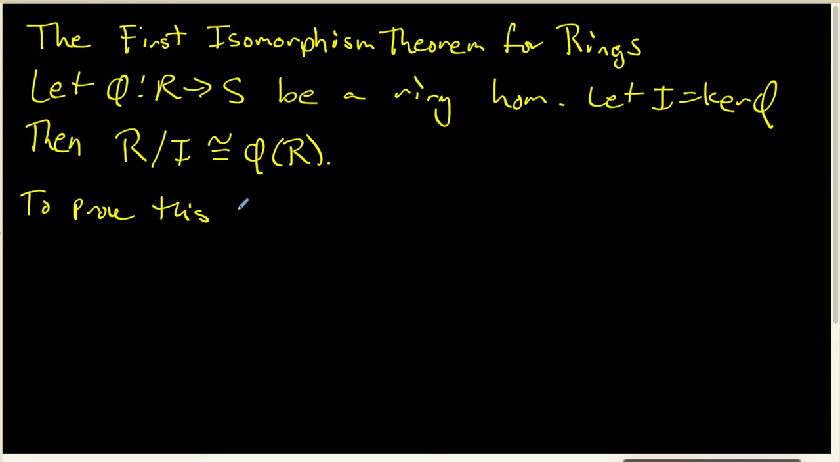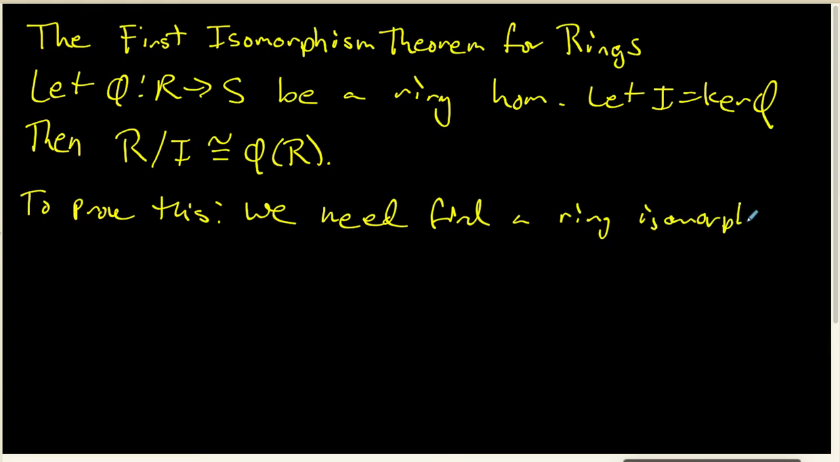Now, to prove this particular thing, what we need to do is find a ring isomorphism from the quotient ring R mod I to the image of phi. And that is a weird piece of notation. Let's clean up my notation. Now, a ring isomorphism, of course, is a ring homomorphism that is one-to-one and onto. And so I need to define some kind of a map.